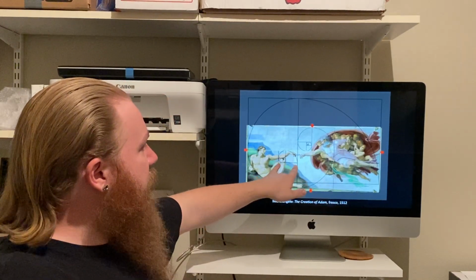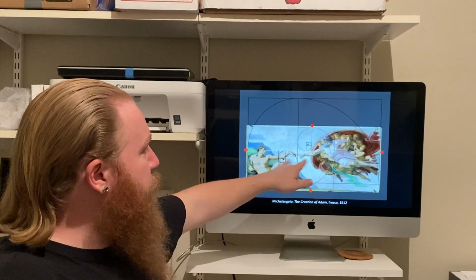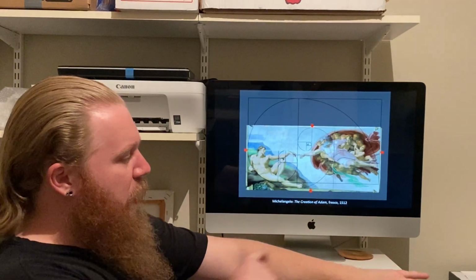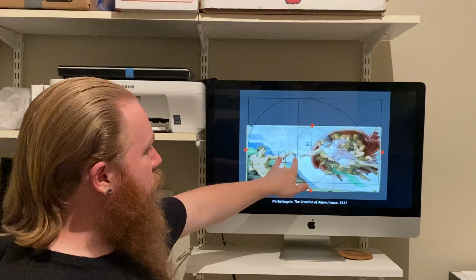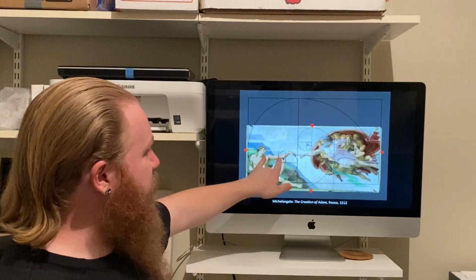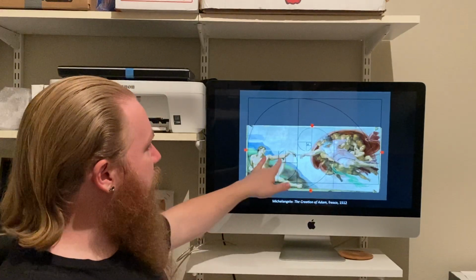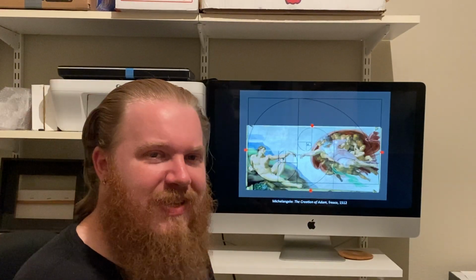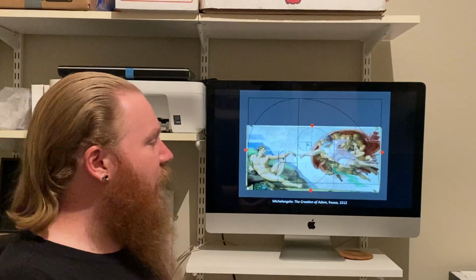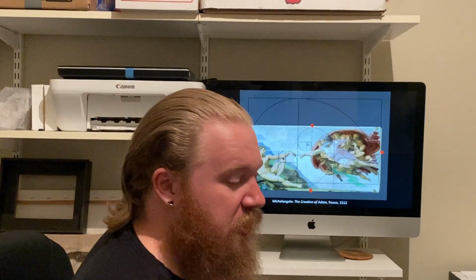So for instance, he's using the golden ratio for the length between Adam's elbow and his fingertip here, which would also be somewhat reminiscent of the distance between his elbow and his shoulder. So it's being used to idealize the human form as well as idealize the overall composition.